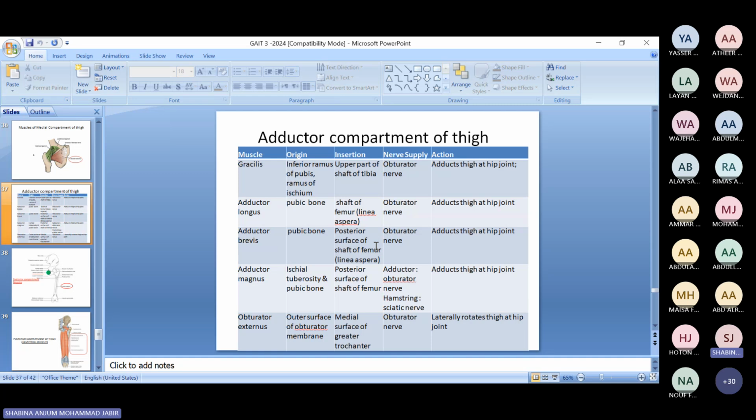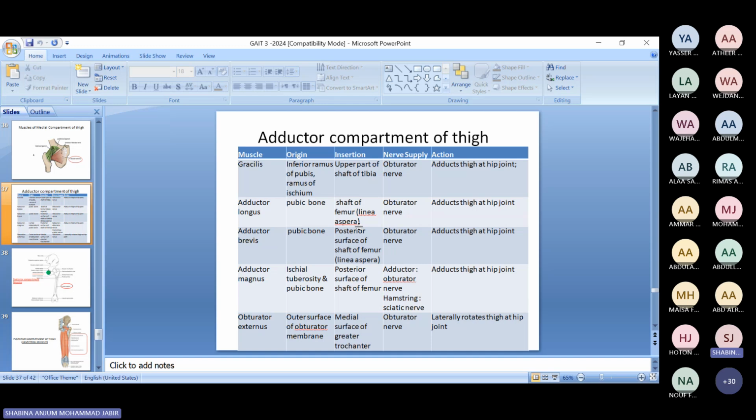So don't worry about the origin and insertion, because in general I have told you all these muscles will come from the medial side, like the pubic bone, and from the obturator membrane, and also from the inferior ramus of the pubis and ischium. What is the insertion? It will be inserted over the shaft of the tibia. The adductors, if you remember, we just saw that they are going to the posterior side. So posteriorly they will be inserted where? Towards the linea aspera. What is linea aspera now?